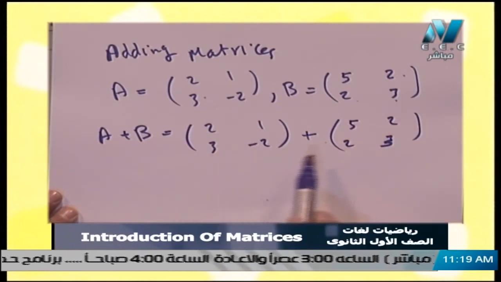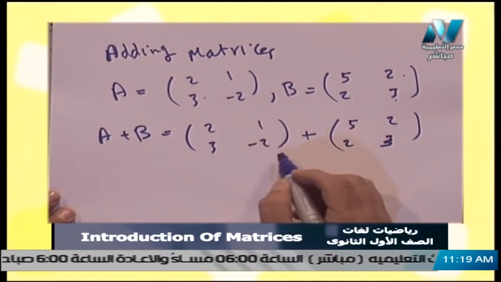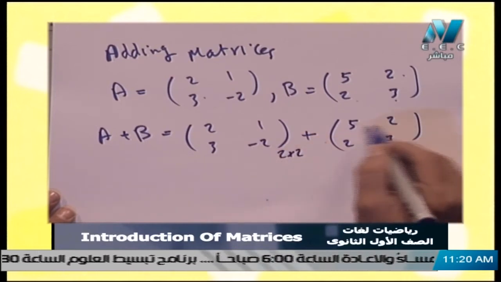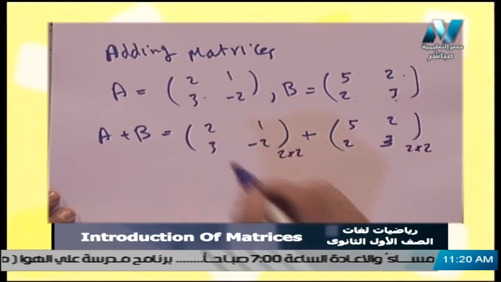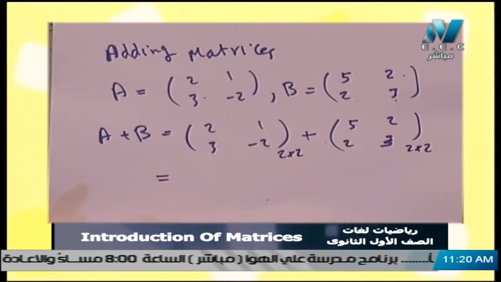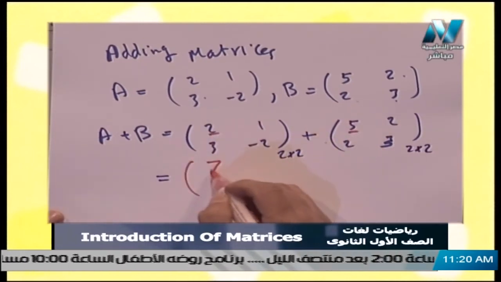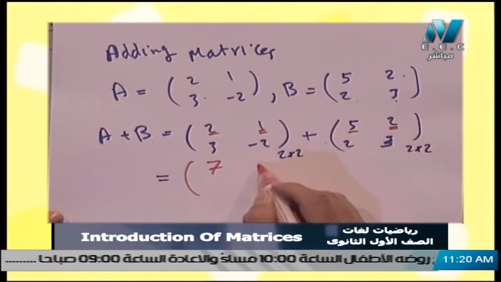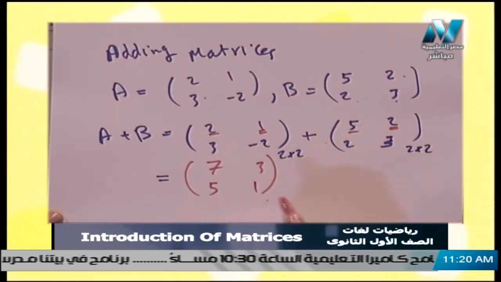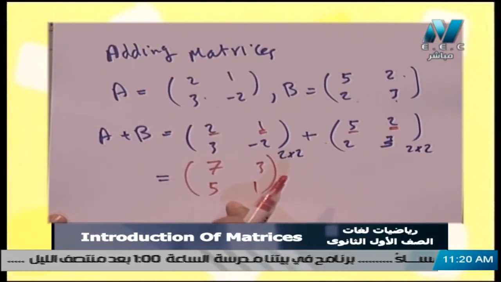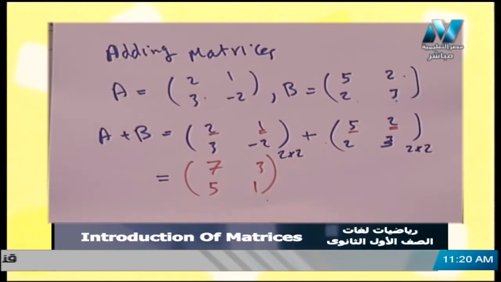We notice that the two matrices here have the same order. It's 2 by 2 here, and this one is also order 2 by 2, because we have two rows and two columns. So we can add 2 with 5, which will be 7, 1 with 2 will be 3, 3 plus 2 equals 5, negative 2 plus 3 equals 1. So the result equals this matrix. So the addition operation is very easy. It's the easiest thing in this part.